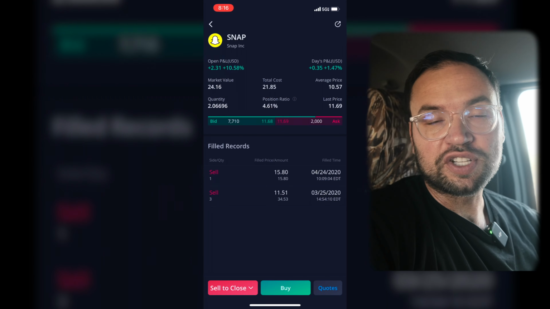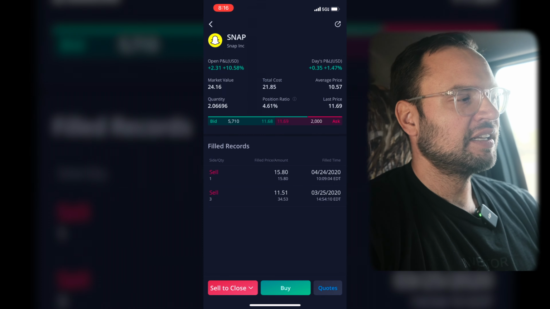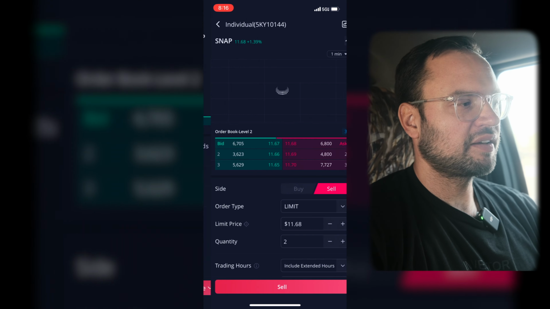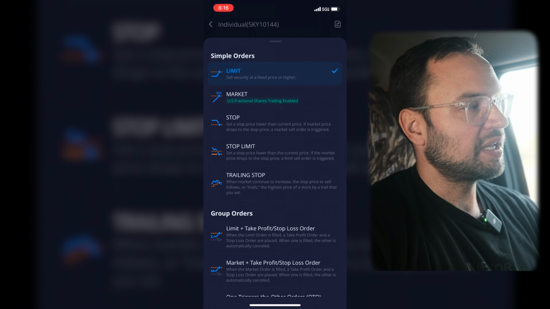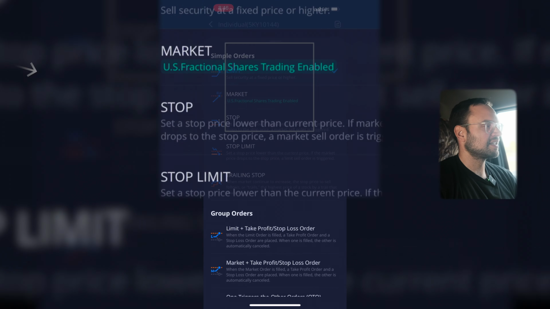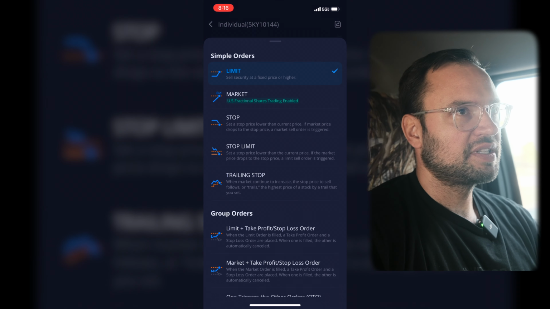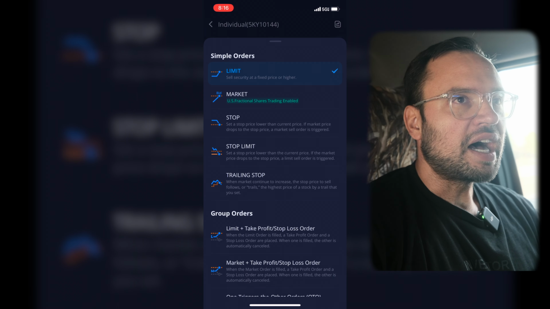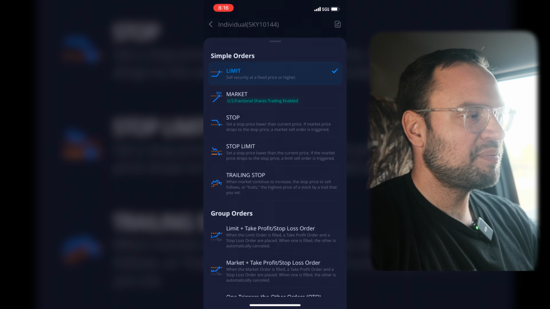So let's go ahead and get rid of our Snap stock as an example. Why not? I've got it open on the phone here, ready to trade. I'll click on that bottom left-hand corner, pick close, the whole share. And now instead of limit or market, I'm going to choose stop. I like that Webull gives you a little description here. It says, set a stop price lower than current price. If market price drops to the stop price, a market sell order is triggered. And so it's like you're trying to stop a worse loss from happening. You're trying to stop that current movement from really impacting you negatively.